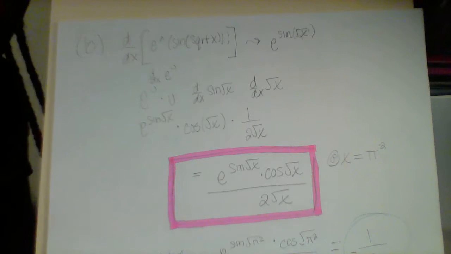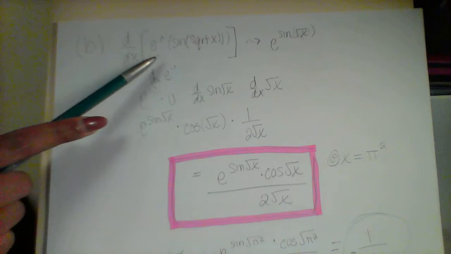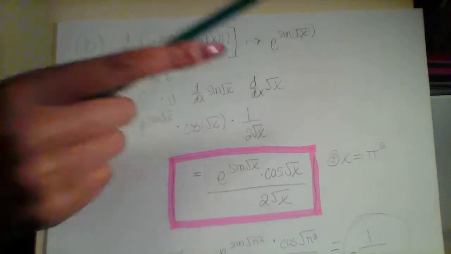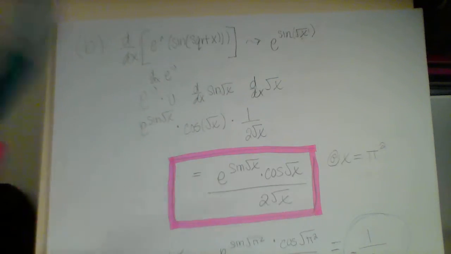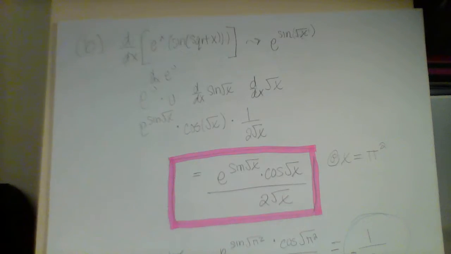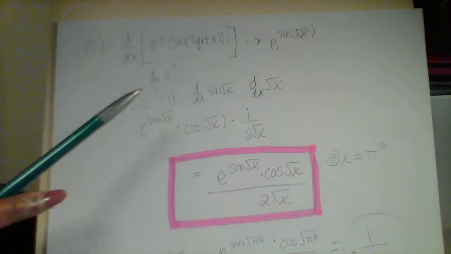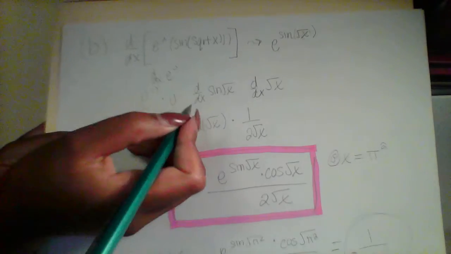Okay, so the next problem actually asks us to work one out. So the derivative of e raised to the sine square root of x. So we start with the outside, which is derivative of e to the u. And e to the u derivative is e to the u times u prime, the derivative of u.